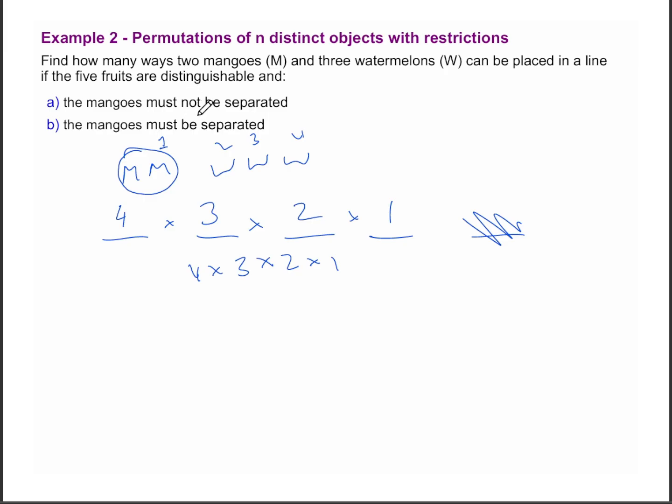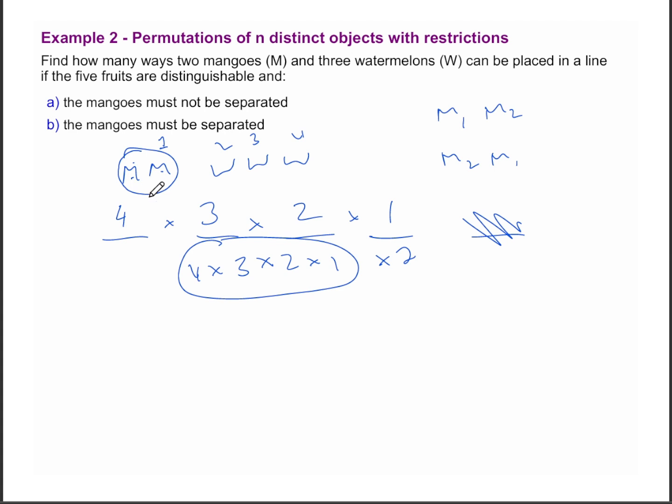Because they are distinguishable, we don't have to divide by any factorial to sort of cancel out the watermelons because they are 3 W's, right? However, these mangoes, because they're distinguishable, you can have mango 1, mango 2, like that they are placed next to each other. Or you can have mango 2, mango 1, like that they are placed next to each other. So that 4 times 3 times 2 times 1, you're going to take that and still multiply it by 2. Because that's the ways these 4 objects are placed in that line.